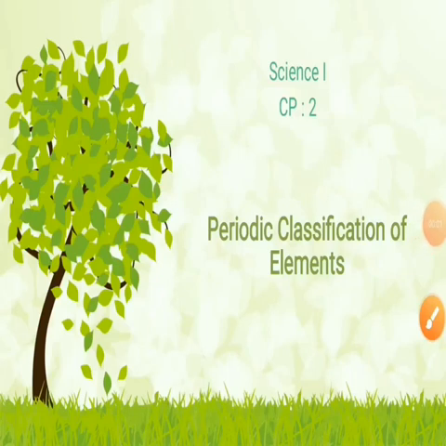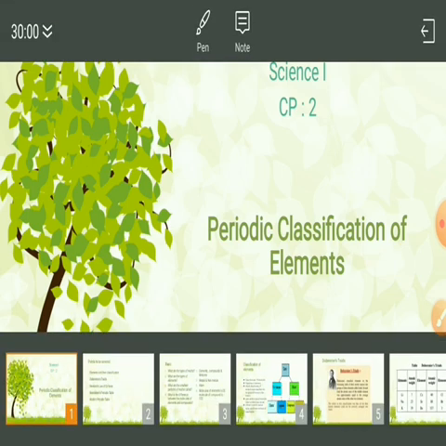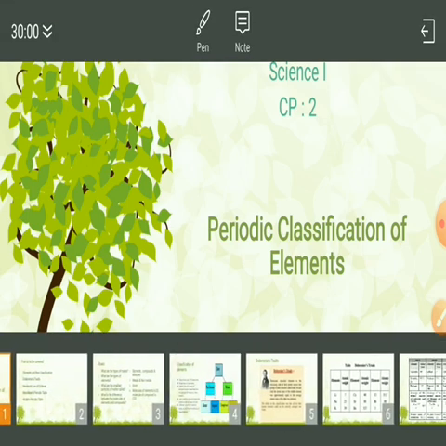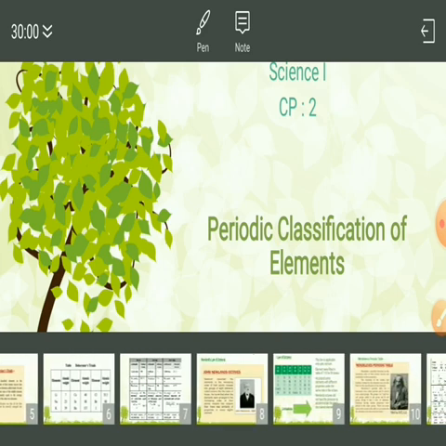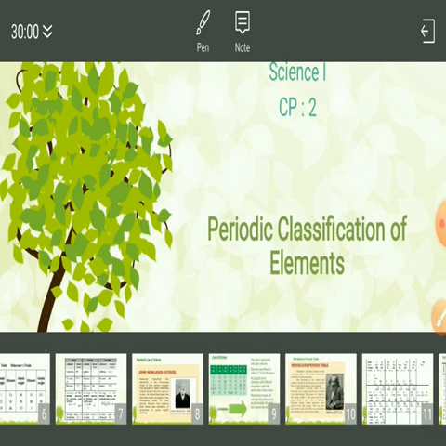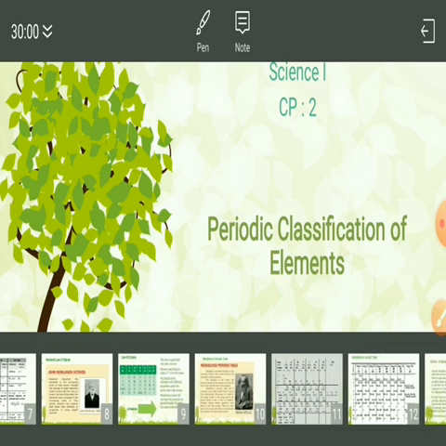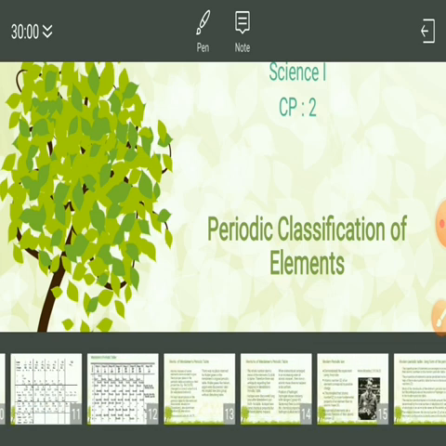See students, we are starting Science 1 chapter number 2, periodic classification of elements. In this, we have already studied the basics, Dobereiner's law, Newlands' law of octaves and its limitations, and Mendeleev's periodic table, its merits as well as demerits.